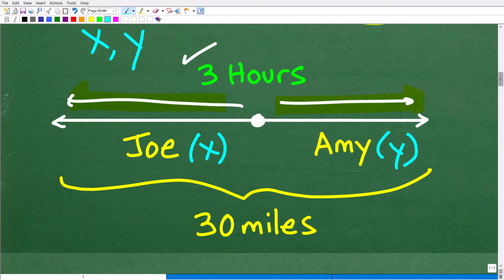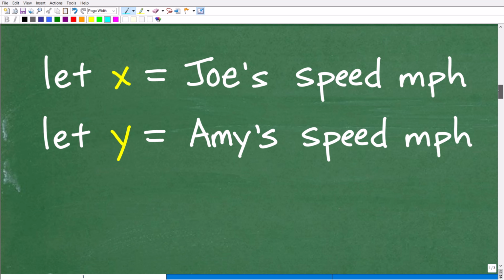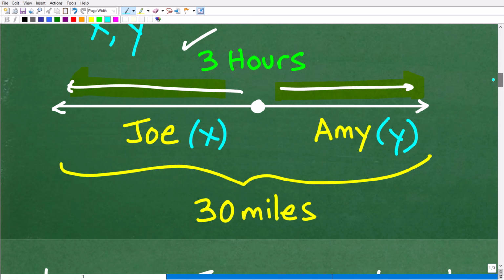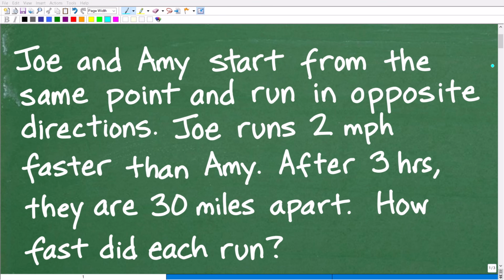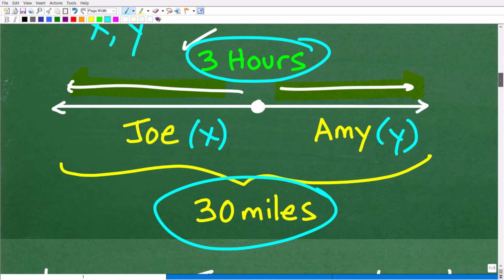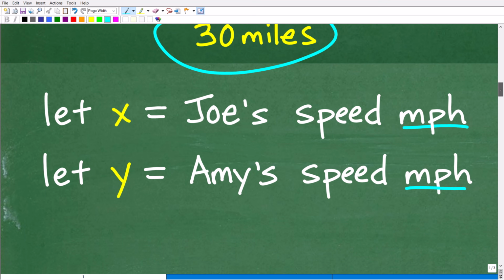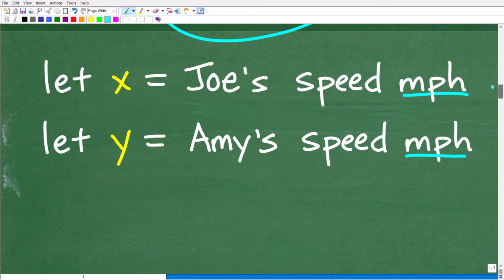Okay, so let's go ahead and actually formalize this kind of thinking. So we'll write this down. We'll let x equal Joe's speed in miles per hour, and then we'll let y equal Amy's speed in miles per hour. Now, why miles per hour? Well, because the information in the problem is dealing with miles and hours, and we're also being told here that Joe runs 2 miles per hour faster than Amy. So you've got to make sure you have the correct units of measure. So miles per hour is what we want to be using. Okay, so those are our variables.